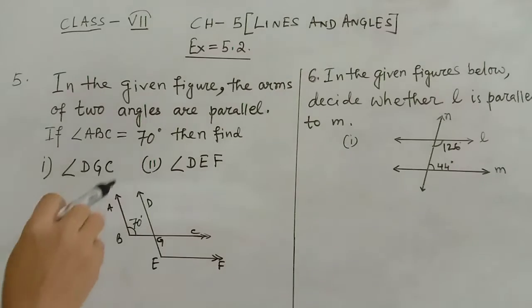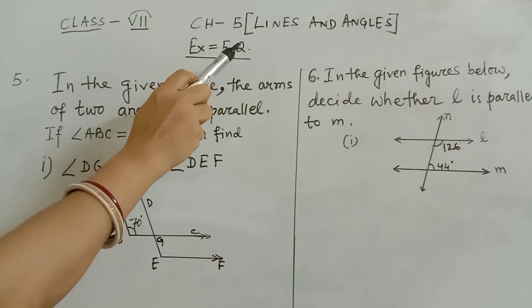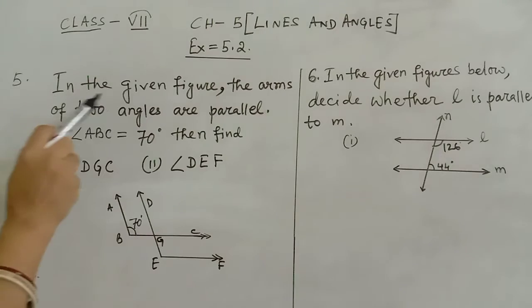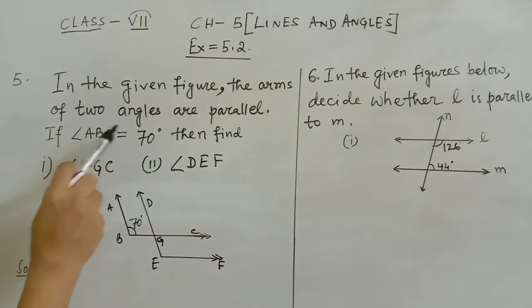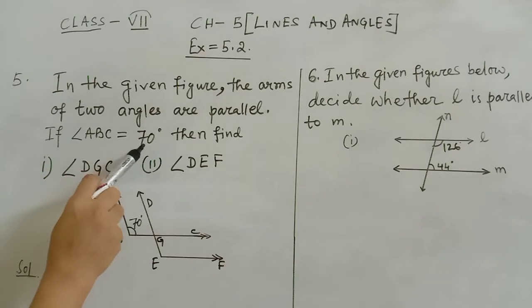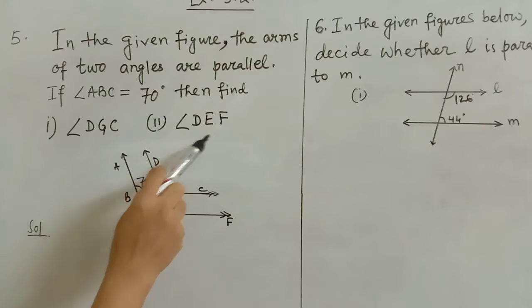Today we will do question number 5 and 6 from exercise 5.2, chapter 5, lines and angles. First you read the question. Question number 5. In the given figure, the arms of two angles are parallel. If angle ABC is equal to 70 degrees, then find the angle DGC and DEF.